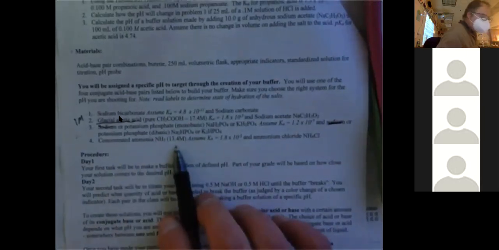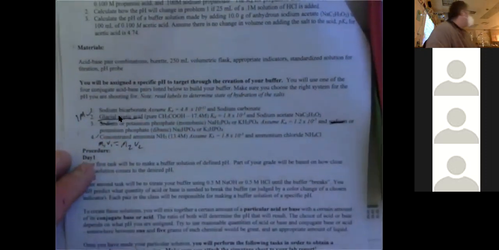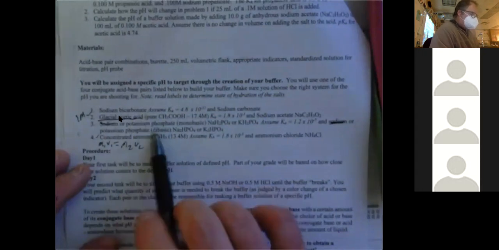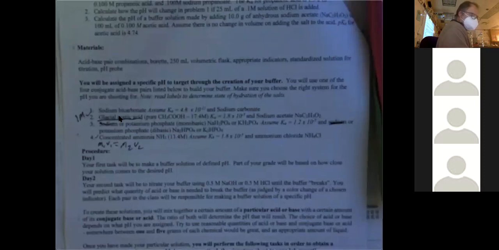Concentrated ammonia is 13.4 molar. So the cool thing is, if you are doing this one or this one, you need to make sure that you use M1V1 equals M2V2. If you are using this one or this one, all of your stuff will be based off of molar mass and grams, because you'll be measuring it out with solid. We will be making 250 milliliters of this.